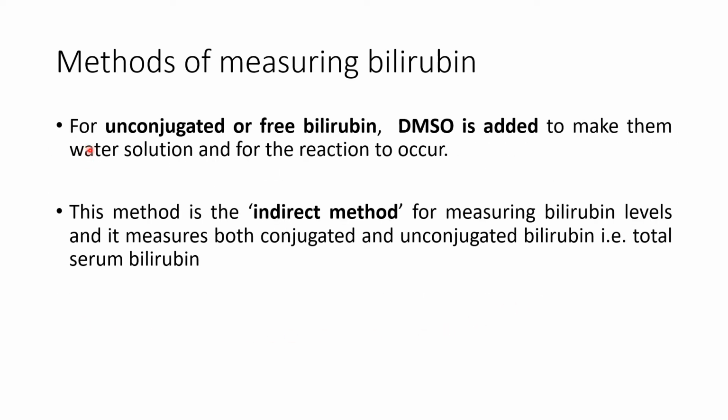Now its measurement of unconjugated or free bilirubin. Here DMSO is added to make the unconjugated form water soluble and for the reaction to occur. This method is the indirect method for measuring bilirubin levels, and it measures both the conjugated as well as the unconjugated bilirubin. So what we get, using DMSO, is the total serum bilirubin levels.